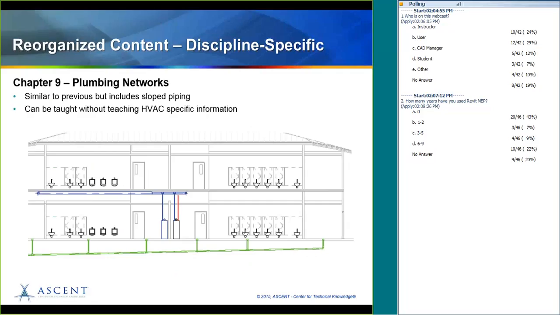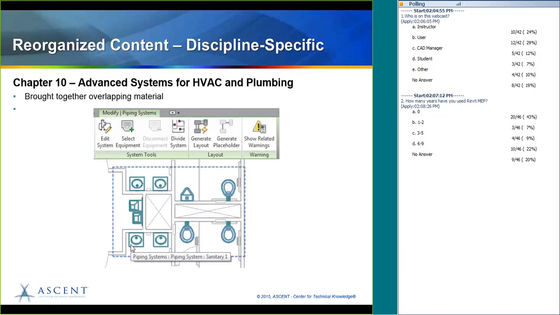Chapter 9 is our plumbing networks. And again, I did want to pull this one out separately. Even though hydronic piping and plumbing piping are exactly the same method in Revit MEP, it's not the same people frequently. So you really need to know a bit more about plumbing. So this is, in a sense, a repeat of much that was in the previous one, focusing on the piping, with the addition in this case of sloped piping. It can be taught if you're not teaching any of the HVAC specific information, and vice versa. So you don't have to teach this if you aren't teaching people who are plumbing engineers.